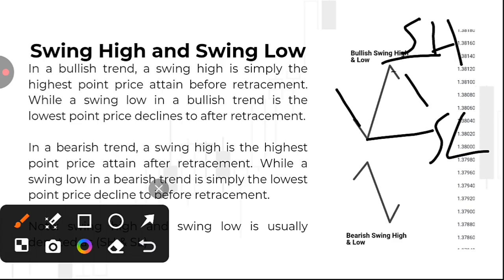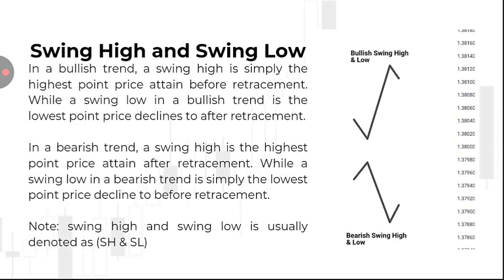So in a bullish trend, a swing high is the highest point price attained before retracement, which is this high right there. While a swing low in a bullish trend is the lowest point price declines to after retracement. This is the retracement right there, so the lowest point that price gets to after that retracement is this low right there, and that is what is called a swing low. Hope you understand that part now.